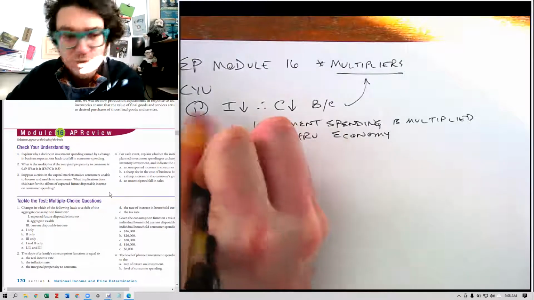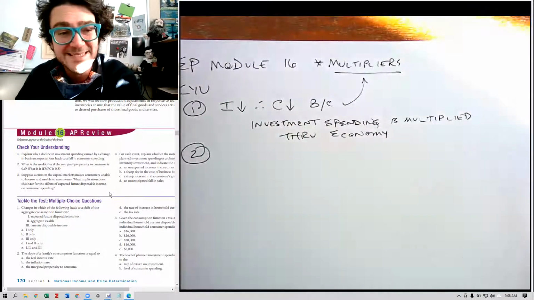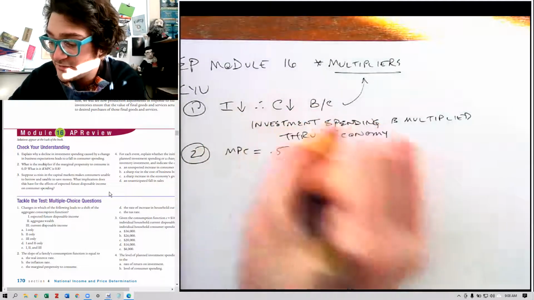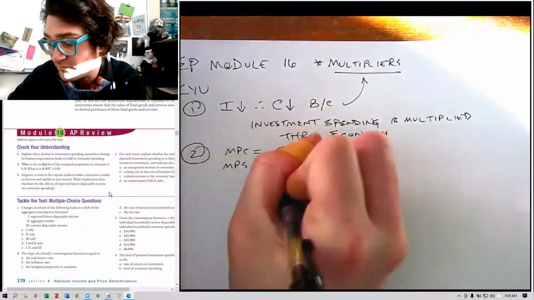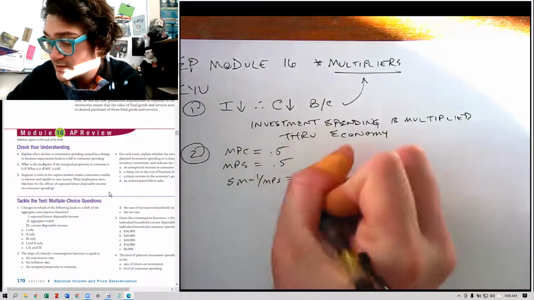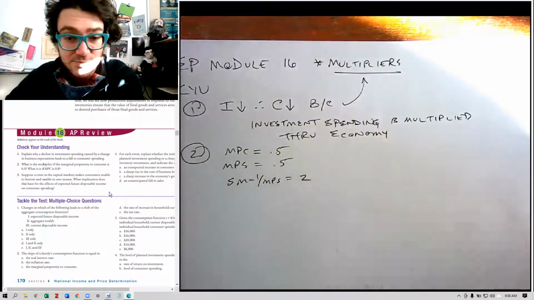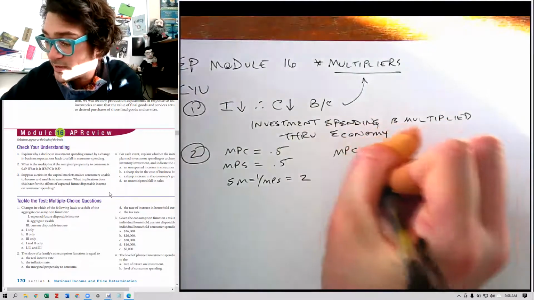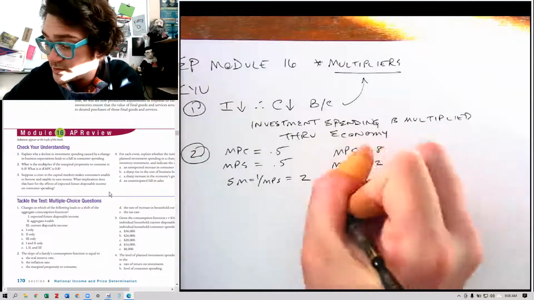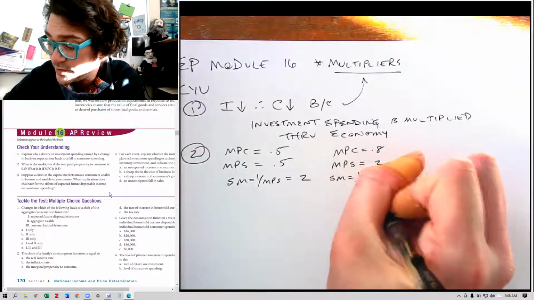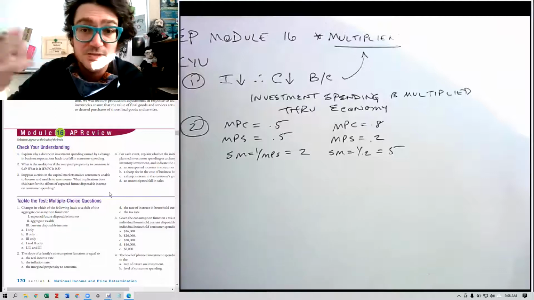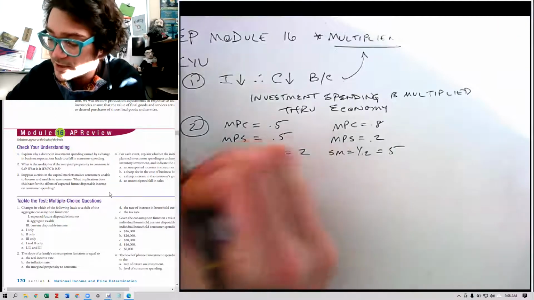All right. Number two says, what's the multiplier if the marginal propensity to consume is 0.5? If MPC is 0.5, then we know that MPS is 0.5, and we know the spending multiplier is 1 over the MPS, so that's 2. If we know the MPC is 0.8, which is the second part of this question, MPS is 0.2, and so the spending multiplier is 1 over 0.2, which is 5. Unless it specifies, and it just says what's the multiplier, assume it's the spending multiplier.